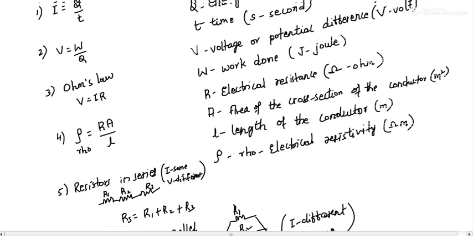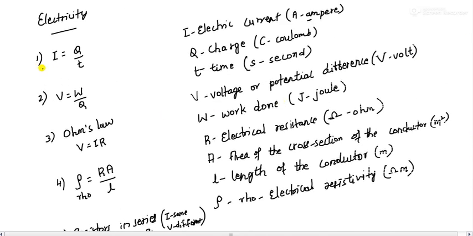And one more thing you have to remember is the instruments used to measure current, voltage, resistance and all. For current it is ammeter, for voltage it is voltmeter, and to change the resistance we have rheostat. So you can remember them all.